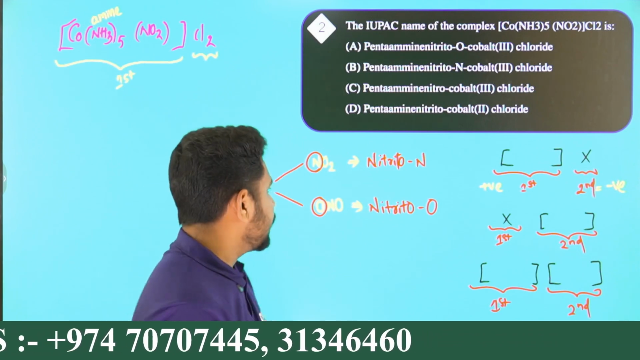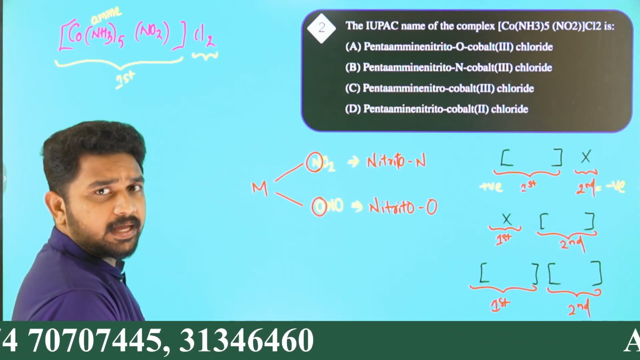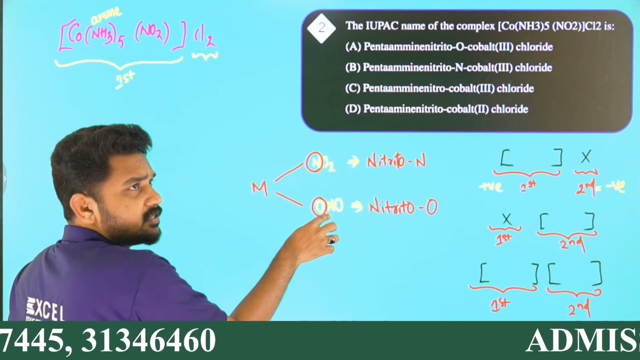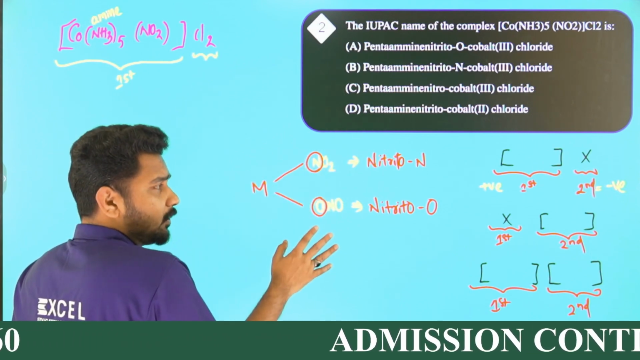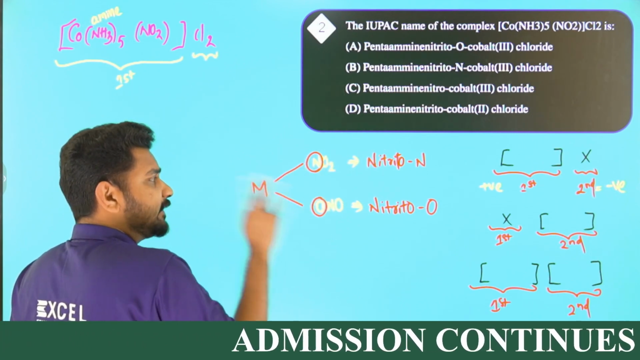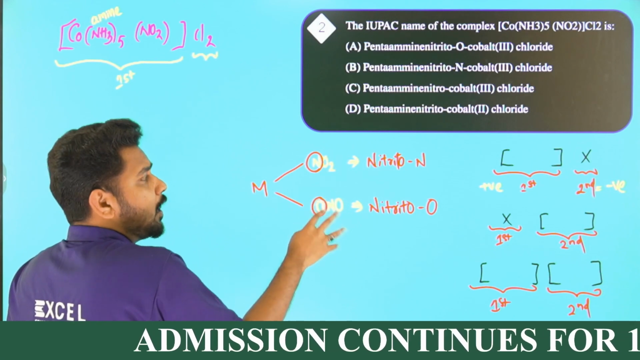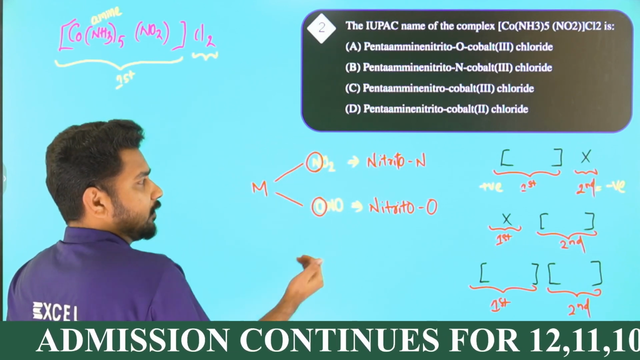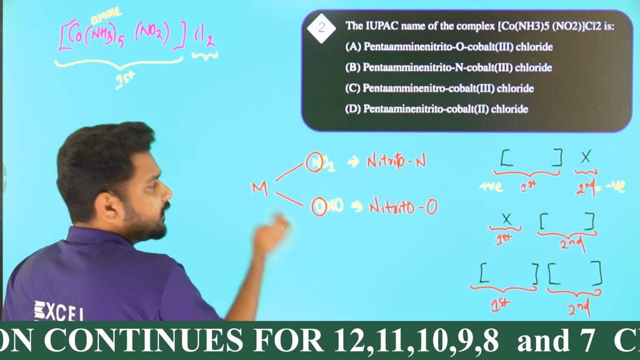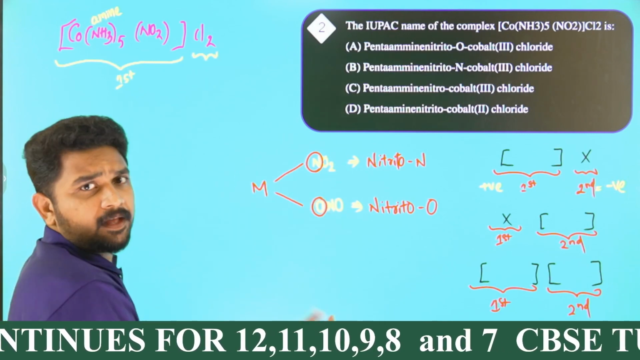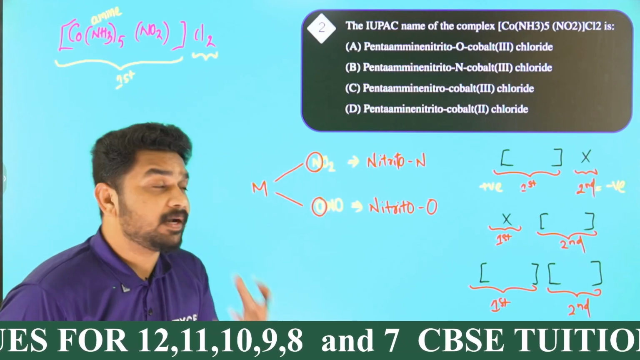Okay, so study it. Now you got it, right? What is an ambidentate ligand? Ambidentate ligands are ligands where two different donor atoms are there. Not at a time. At a time only one donor atom will be there, but two different donor atoms are possible. In one case nitrogen is the donor atom, but in the other case oxygen is the donor atom, but the ligand is the same. That kind of ligands are known as ambidentate ligands.